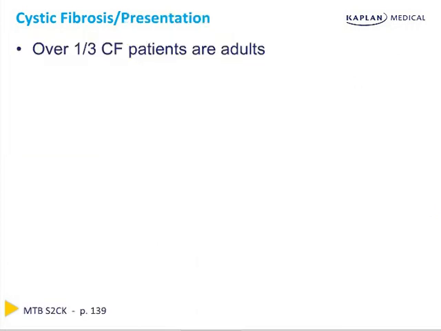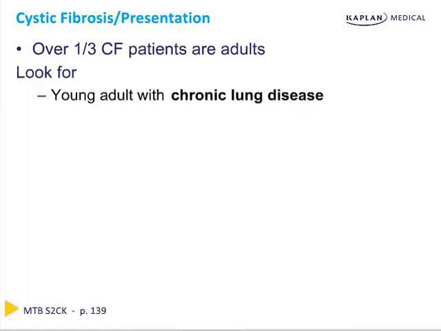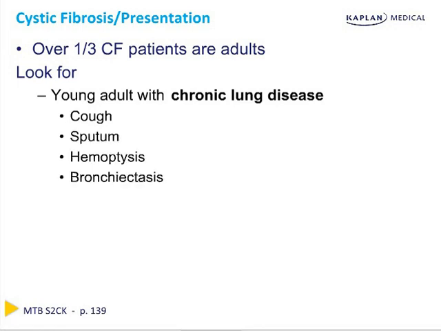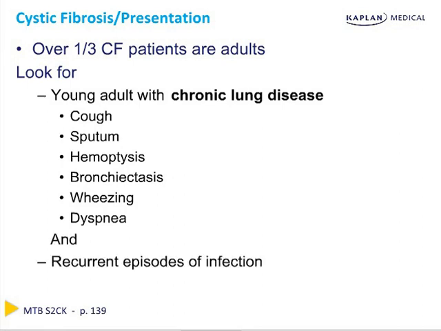With regard to clinical presentation, you have to remember that this is not just a disease of pediatrics. In fact, over 1/3 of CF patients are going to present as young adults. You should look for a young adult with chronic lung disease, somebody who's had repeated infections from a young age. Cough, sputum, hemoptysis, bronchiectasis on imaging, and wheezing are often common in patients with CF. Dyspnea can be seen in the more severe courses, and you have to remember that patients will always complain of recurrent episodes of infection. It may be pneumonia, bronchitis, sinusitis, or any combination of those.